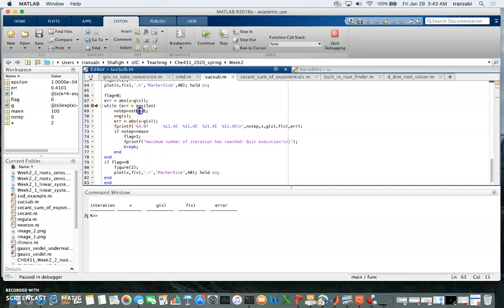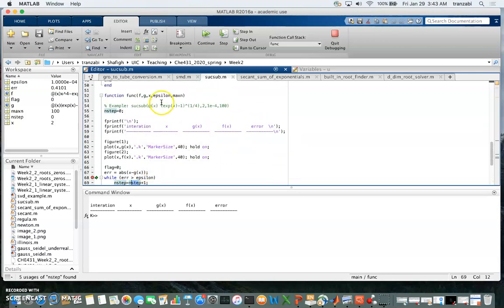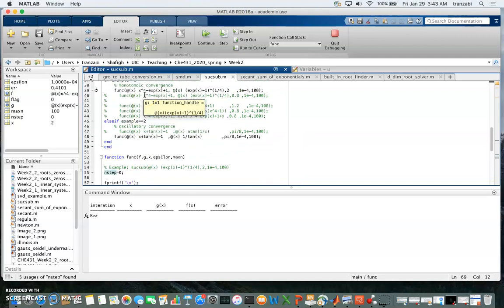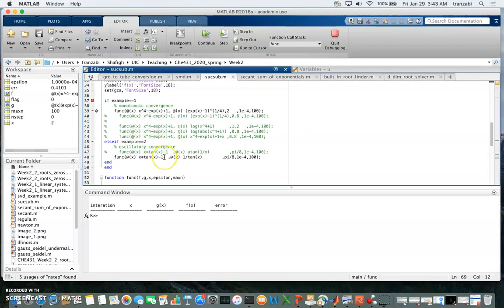Every iteration, I'm going to keep the number of steps. I assign g of x to x. I find the error, which is the difference between x and g of x. So this is the new x. I evaluate with this x, I'm going to evaluate g, right? Because I know what g is. G is given by the argument, and that is corresponding to the second argument, which is 1 over 10x.